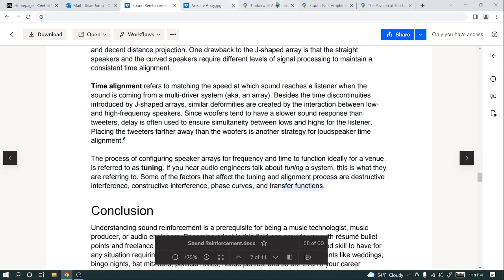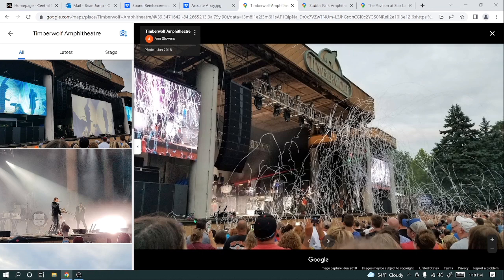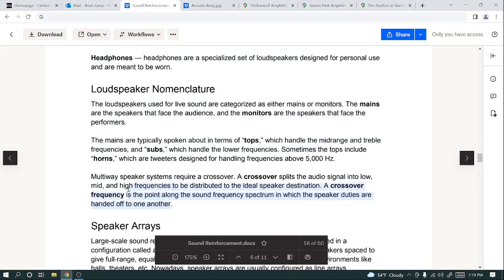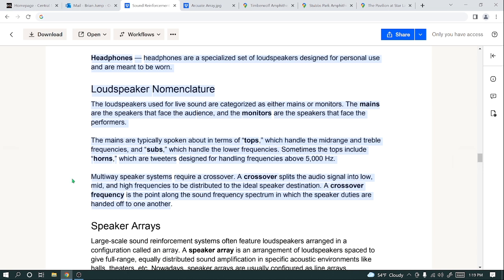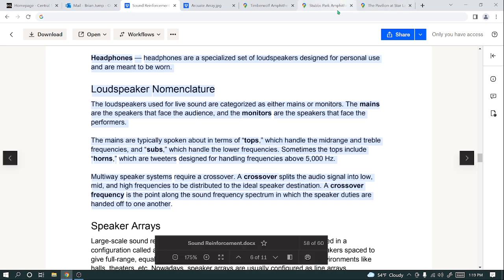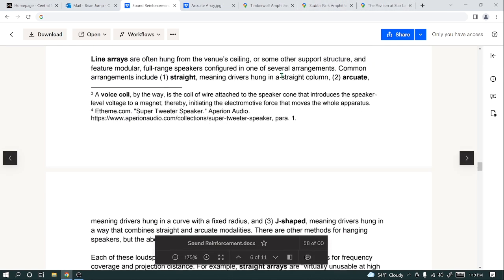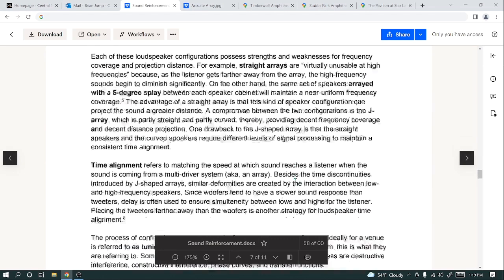So transfer functions would refer to the different frequencies being sent to the tops than to the subs. Who remembers what that device is called from Monday? What splits the signal? That's right, a crossover. So the moment where the frequency is handed off to another speaker system, that's a crossover, and referred to as a transfer function.